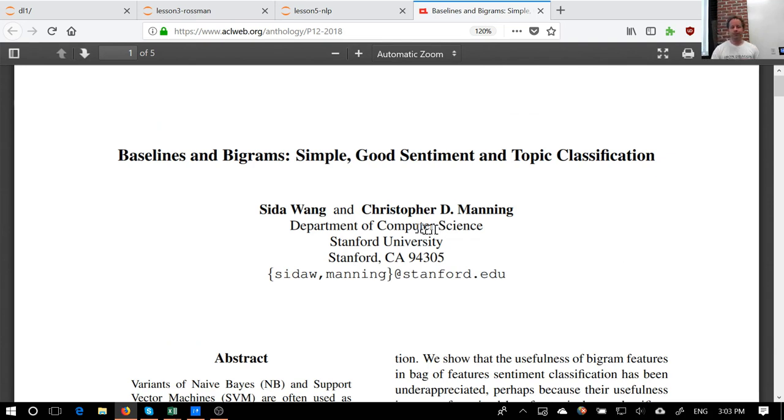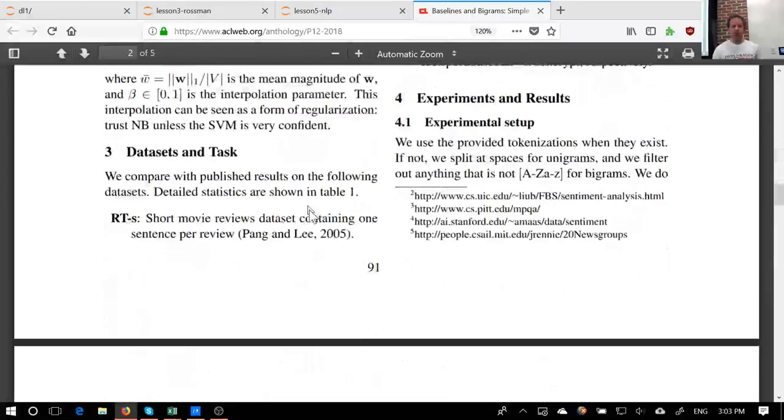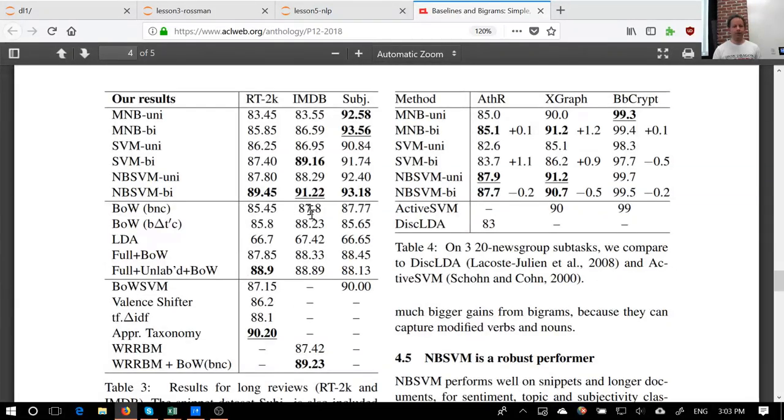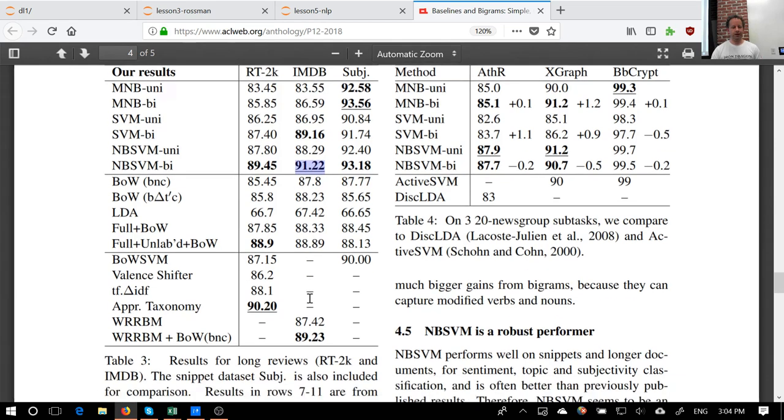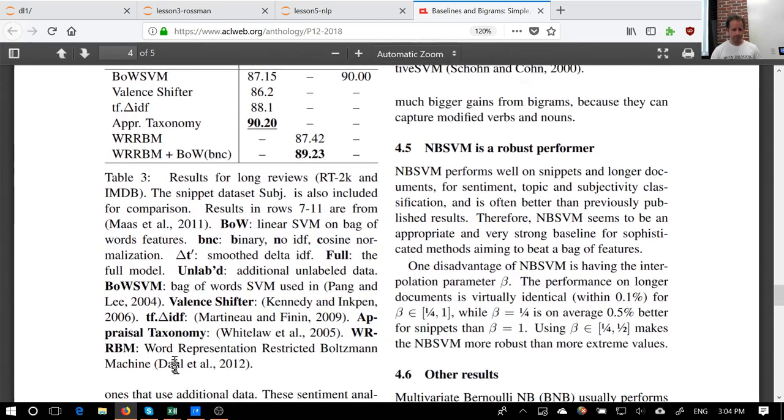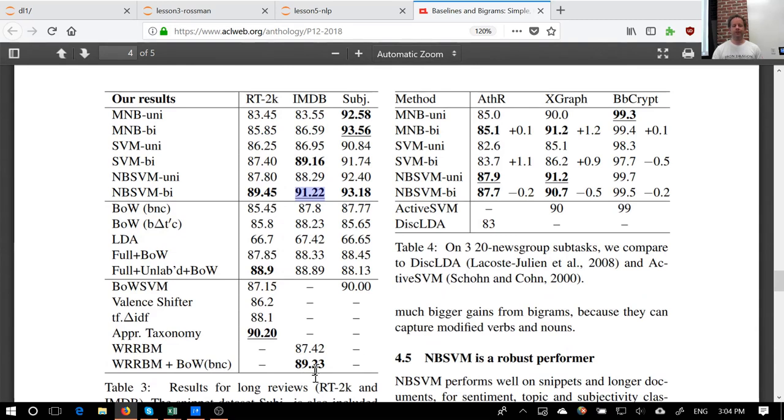This technique was originally presented, I think, about 2012. Chris Manning, who's a terrific NLP researcher up at Stanford, and Sida Wang, who I don't know, but I assume is awesome because his paper is awesome, came up with this idea. They compared it to a number of other approaches on a number of other data sets. One of the things they tried is the IMDb data set. And here's Naive Bayes SVM on bigrams. As you can see, this approach outperformed the other linear-based approaches, and also some restricted Boltzmann machine neural net-based approaches they looked at.